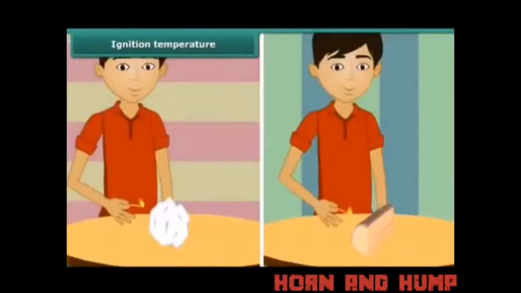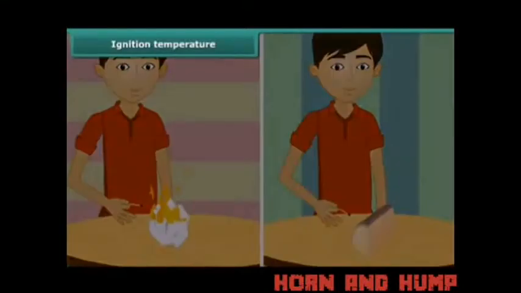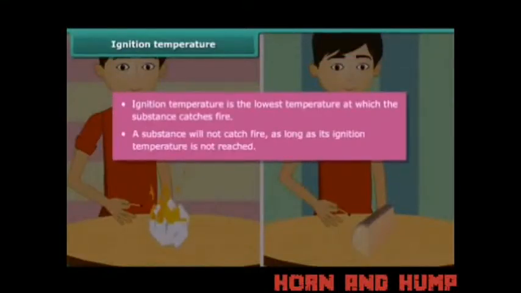We just saw that a paper burns when lighted with a matchstick. Now bring the matchstick close to the piece of wood. The piece of wood does not catch fire. One lighted matchstick is not able to burn the piece of wood, but a piece of paper burnt quickly. This is because a piece of wood has not reached its ignition temperature. Ignition temperature is the lowest temperature at which a substance catches fire.